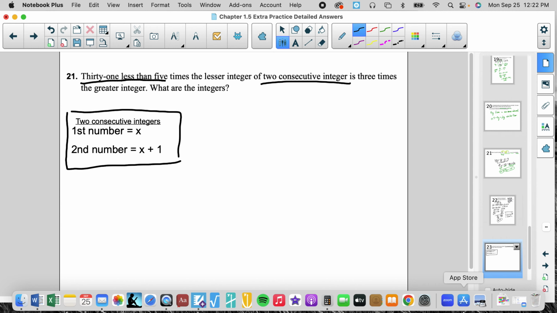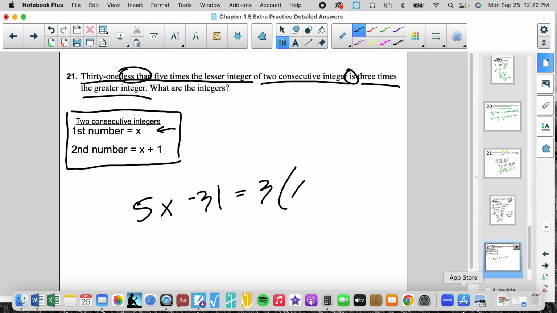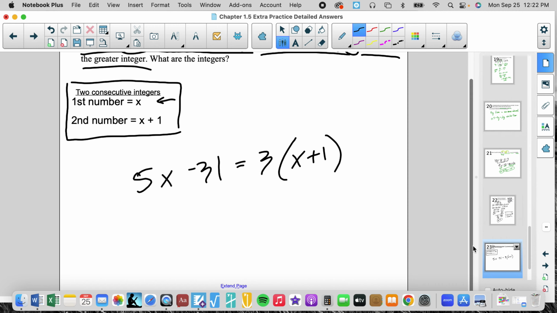So 31 less than 5 times the lesser integer. This is the lesser. So 31 less than comes after: 5 times x, that's the lesser, equals 3 times the greater integer, 3 times x plus 1. We need to put parentheses in there because we need to do 3 times that number. If we just had 3x plus 1, that would be 3 times the lesser plus 1. We don't want that. We want 3 times the greater value. So 5x minus 31 equals 3x plus 3.